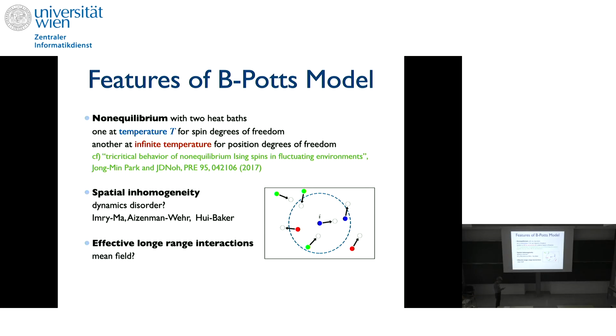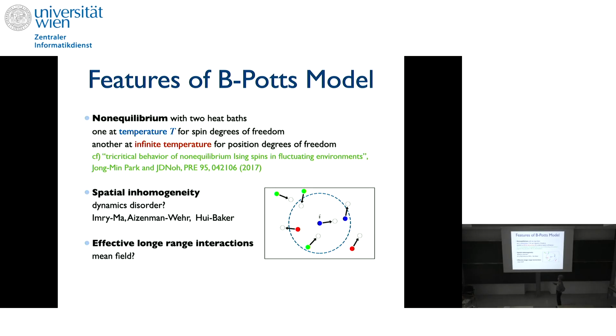Okay, so there are some features in my model. My model is definitely in a non-equilibrium situation. That's because I have a definite Hamiltonian and temperature for the spin degrees of freedom, but the motion of the particles is totally random. So we can say that this model is in contact with two heat baths, one bath at temperature T for the spin degrees of freedom, and another heat bath at infinite temperature for the position degrees of freedom. So there is some internal heat flow, and the heat flow drives the system out of equilibrium.